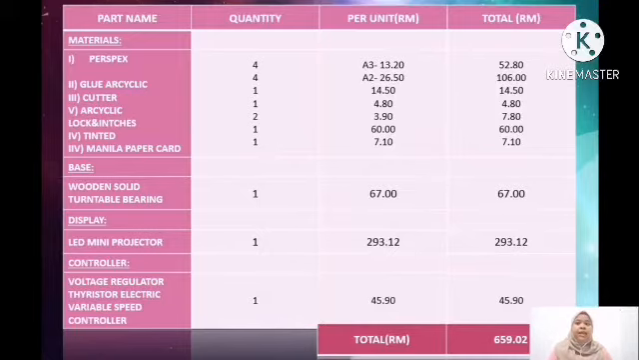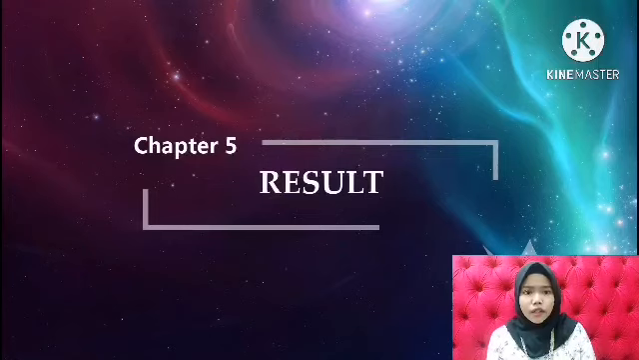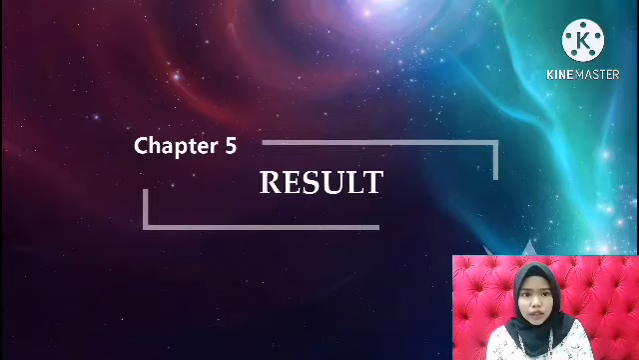Next, display. We buy an LED mini projector. The quantity is 1 and the price is RM293.12. We use a voltage regulator thyristor electric variable speed controller. The quantity is 1 and the price is RM45.90. The total of our product is RM655.02. Alright, I continue our presentation with my slide.